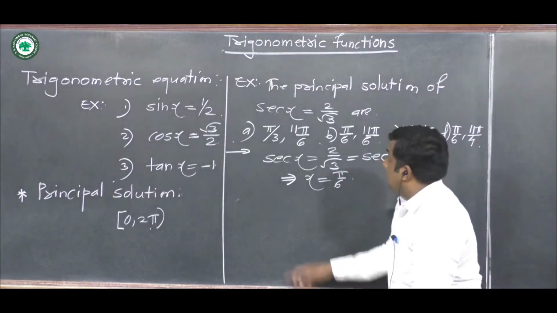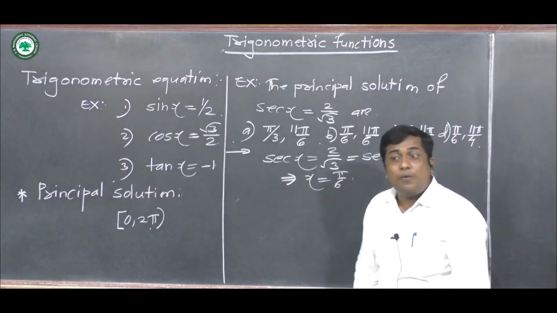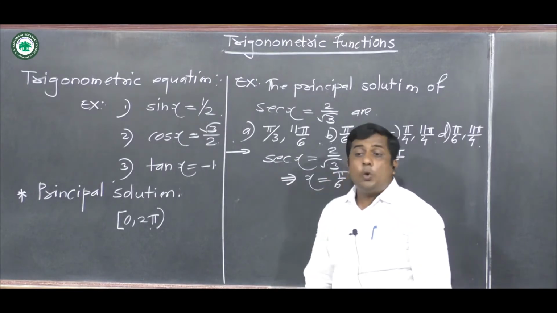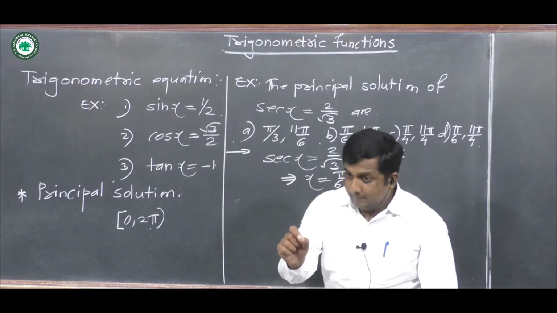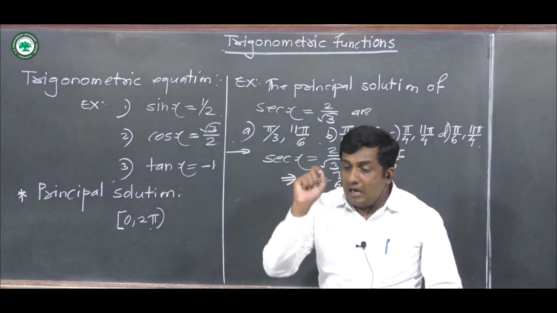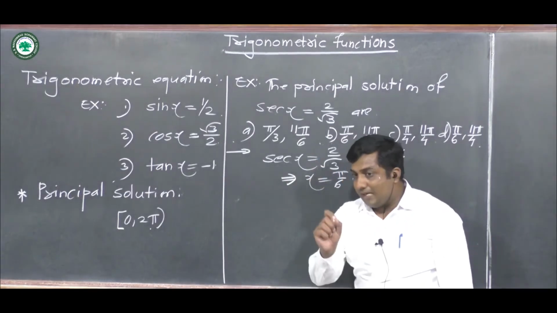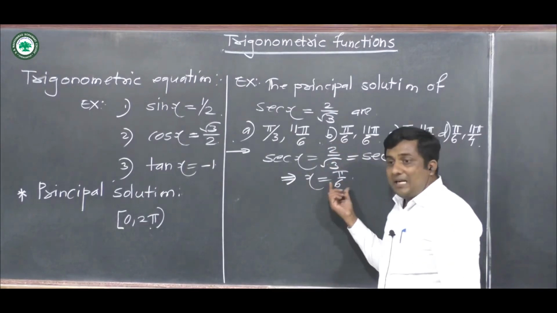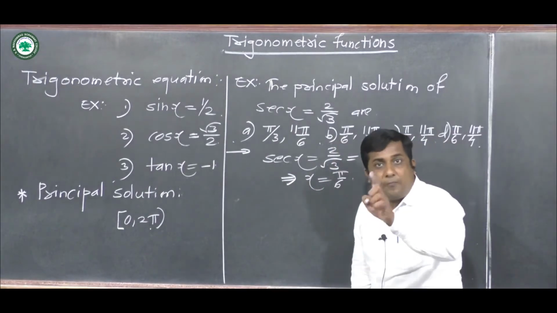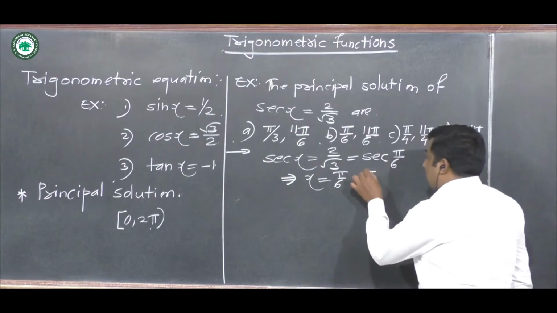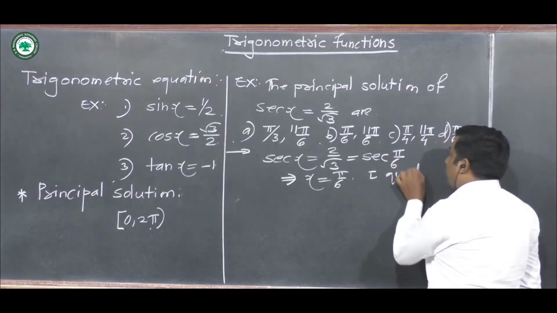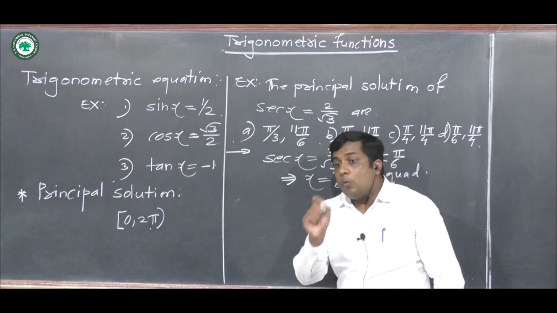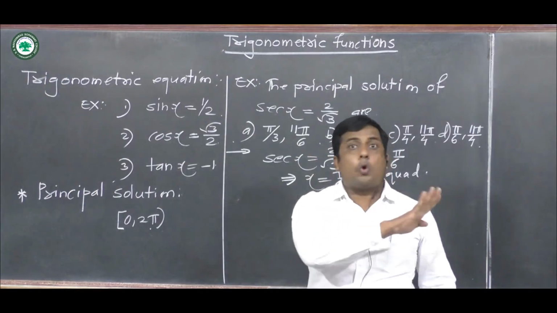Now remember, sec is our given trigonometric function and is positive in the first and in the fourth quadrant. Here the value of x, that is pi by 6, is in the first quadrant. So this is our first solution. Now we have to find the solution which is in the fourth quadrant.